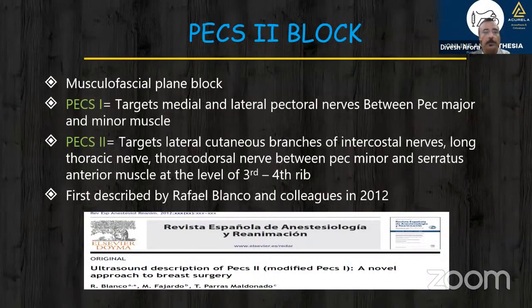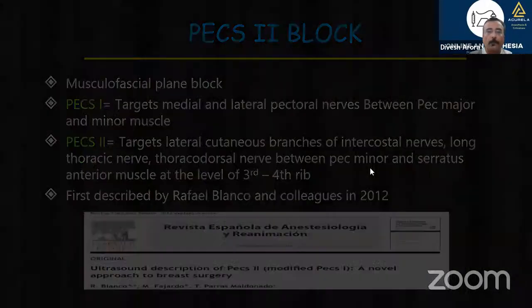So subsequently in 2012, Blanco and his colleagues described the PEC2 block, which is essentially a combination of two blocks, PEC1 and PEC2. PEC2 targets the interfascial space between pec minor and serratus anterior at the level of the third and the fourth rib. And it targets the lateral cutaneous branches of intercostal nerves, long thoracic and thoracodorsal nerve.